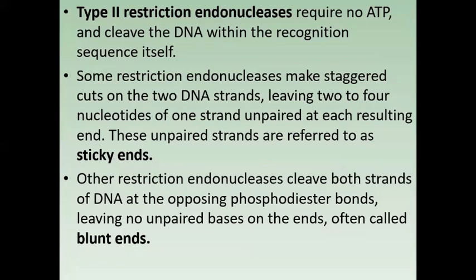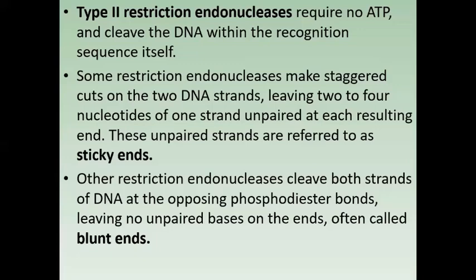Other than endonucleases, there is another group of enzymes named exonucleases, which generally cleave the DNA at either of the two terminals, at the 5' or at the 3' end. But endonucleases cleave within the sequence, within the DNA. Now coming to the two types of cut they can make: one is called staggered and the other is called blunt cut.